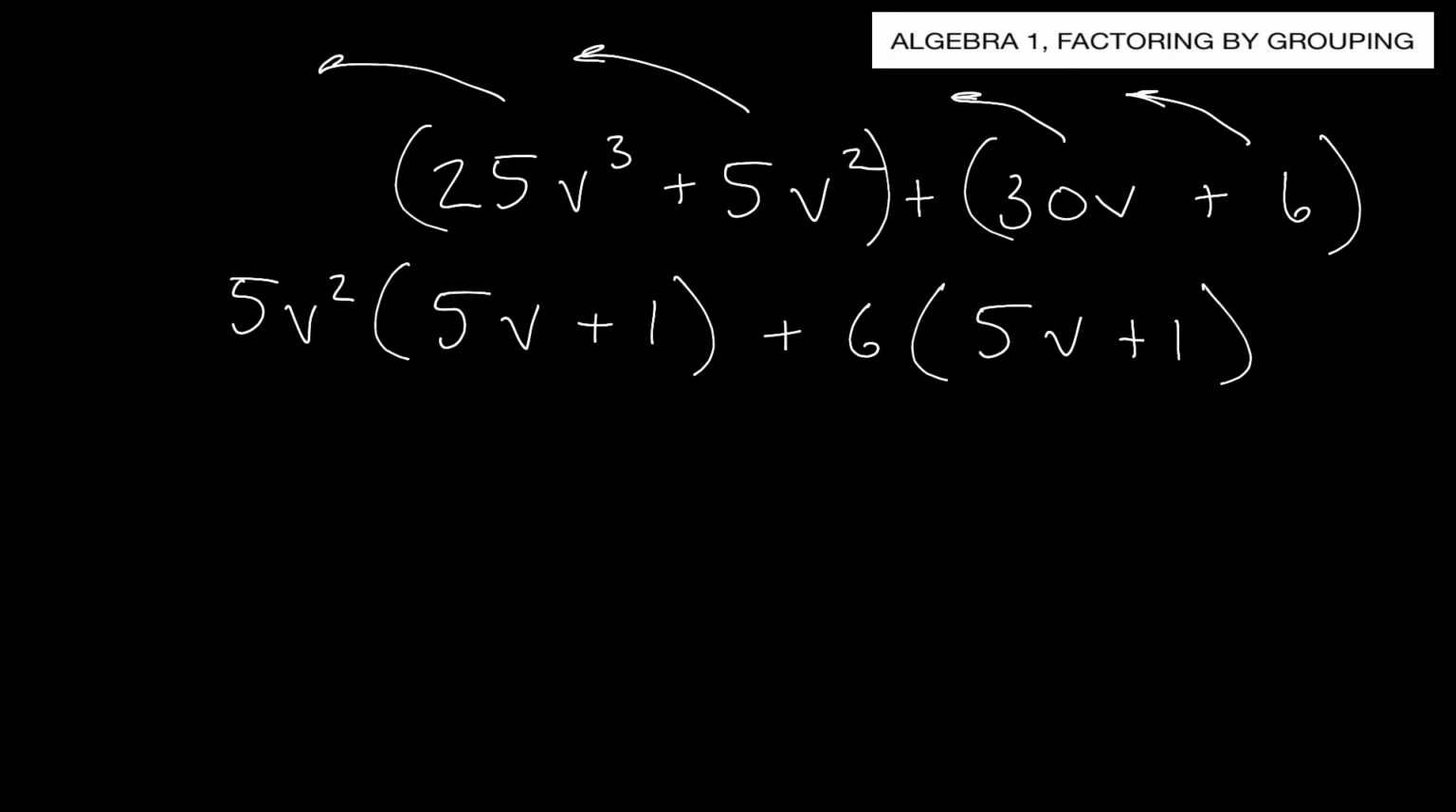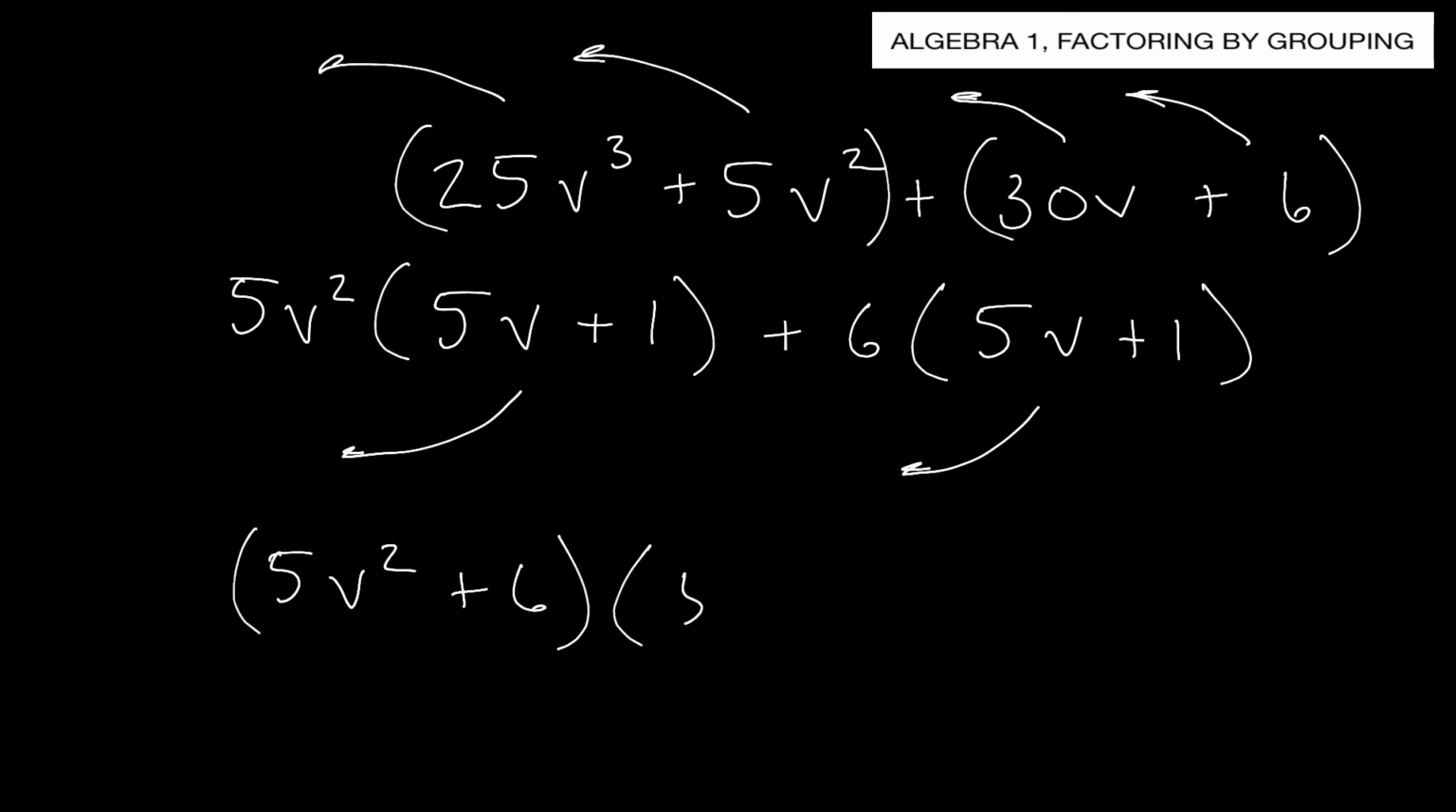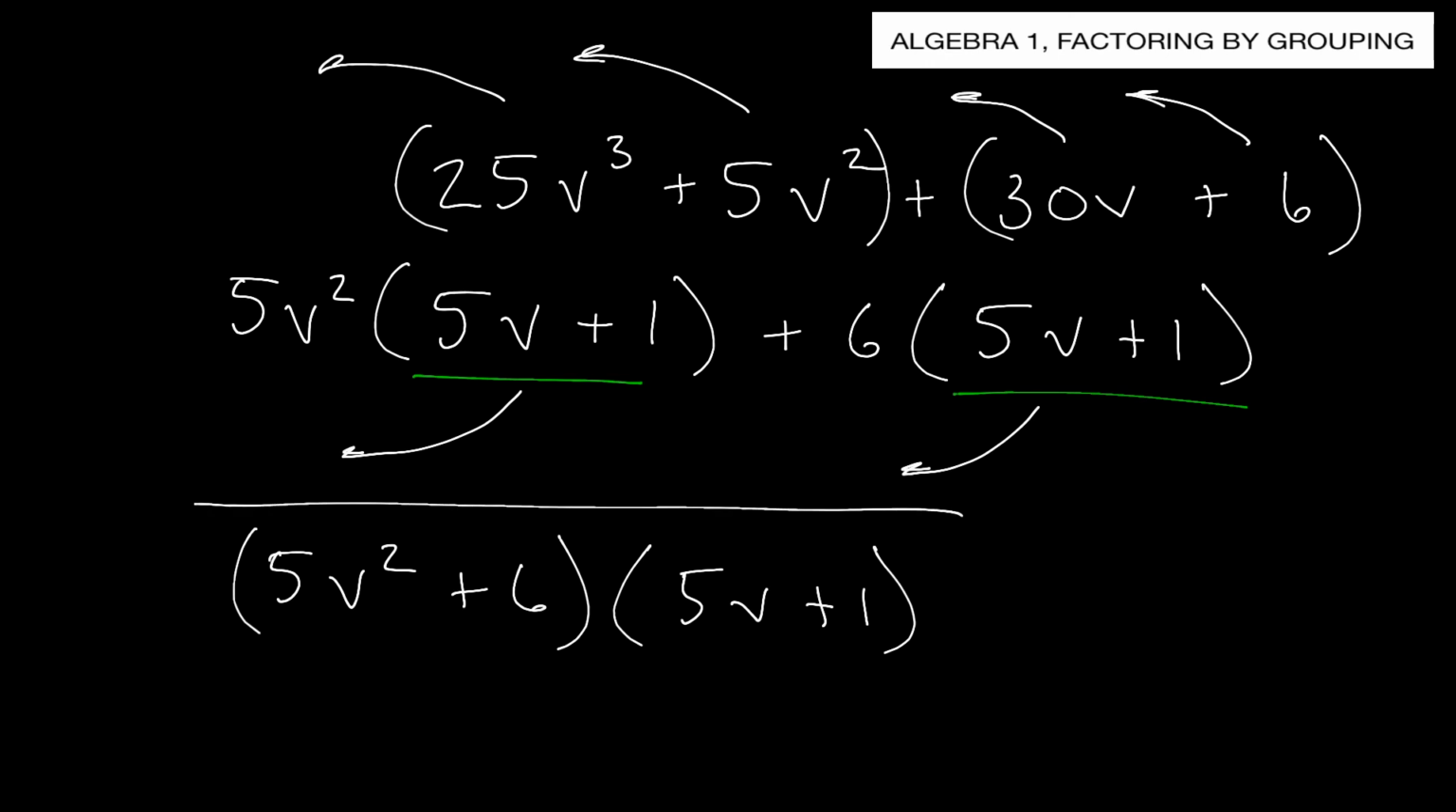All right, now factoring one more time here, we're going to factor these out. So what we're left with is 5v squared plus 6 times 5v plus 1. Okay, remember, we're just factoring this and this out. So here's our answer. Here's what we get for our answer here. 5v squared plus 6 times 5v plus 1.